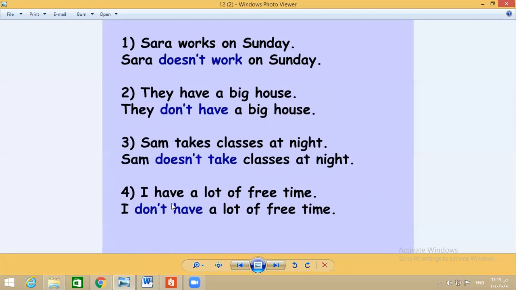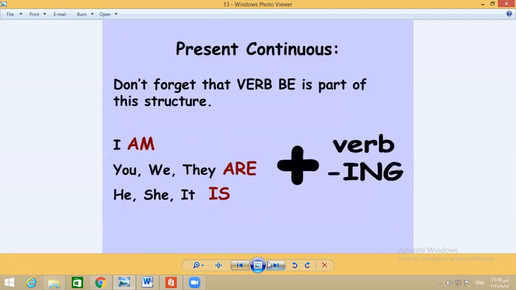Another sentence: Sam takes classes at night. Sam doesn't take, with no s, classes at night. I have a lot of free time. I don't have a lot of free time. Okay. What about the present continuous?